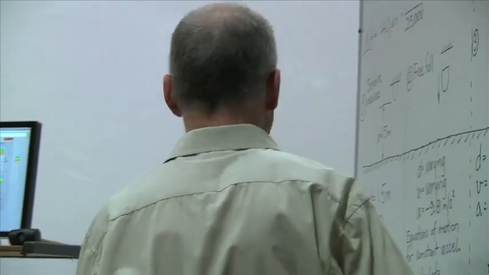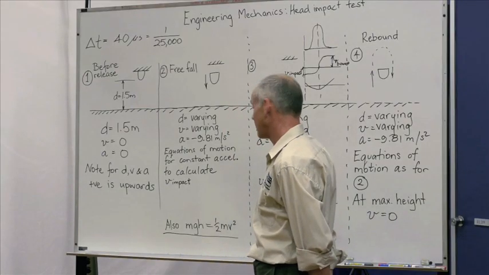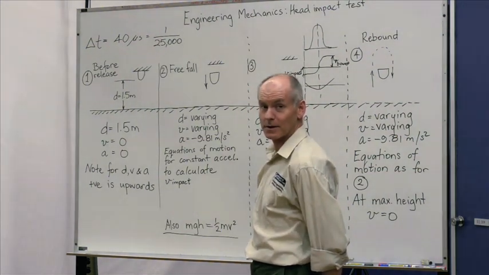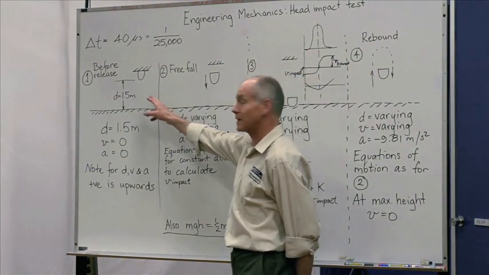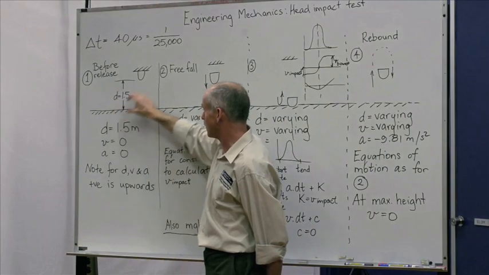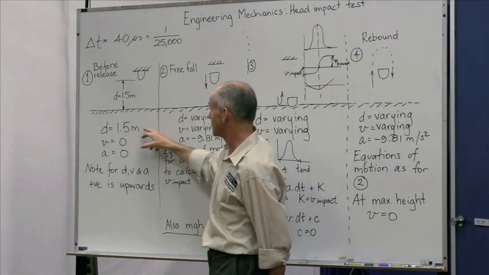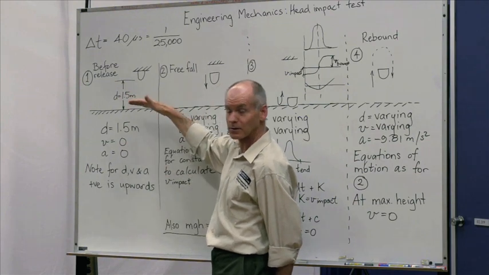Sure. Dave's talking about how to calculate what's going on using the energy method. I'm going to show you how we can do the same using the equations of motion. For this, we divide the whole sequence up into 4 stages. The first stage is prior to release, where the head form is hanging from our release mount, and its distance off the surface is fixed at 1.5 metres. So the distance is constant. Velocity is also constant because it's just hanging there, not doing anything.